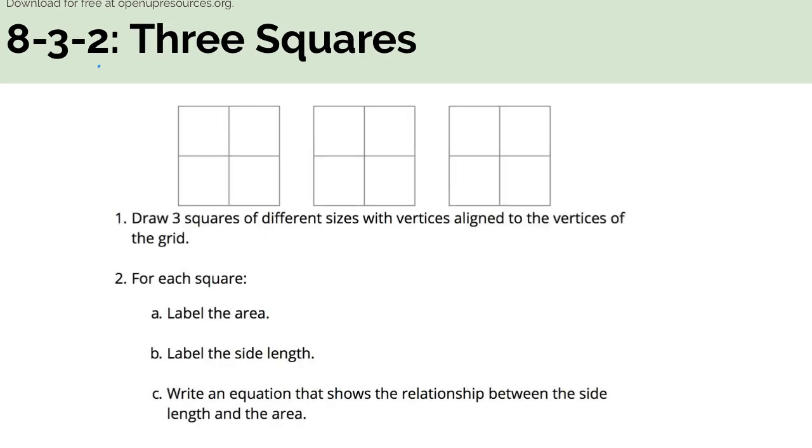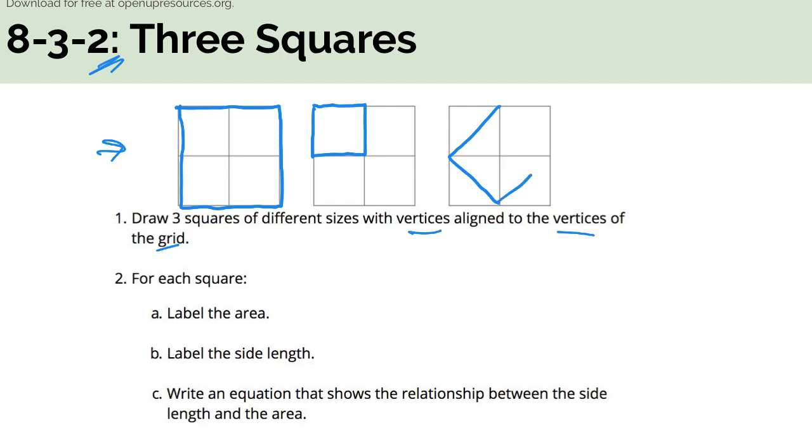In activity 2 here, we're going to be going back to the grids that we've seen before and drawing some squares. They want us to draw squares with the vertices aligned to the vertices of the grid. And so we're going to draw these together, and then you will do some work with them. So there's our first square. Here's our second square. And here's our third square. This one's tilted, but the corners of the square are on the vertices of the grid. Now you're going to go ahead and try number 2.